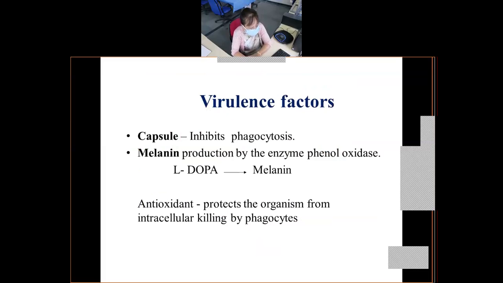So, the virulence factor: this is a capsulated yeast. The presence of a capsule, as you know, inhibits phagocytosis, so that itself is an important virulence factor. And the yeast also has an enzyme, phenol oxidase. So it affects the central nervous system, commonly the basal ganglia, where you have a lot of dopamine. Here again, it usually affects those sites where dopamine, L-dopa, is present.